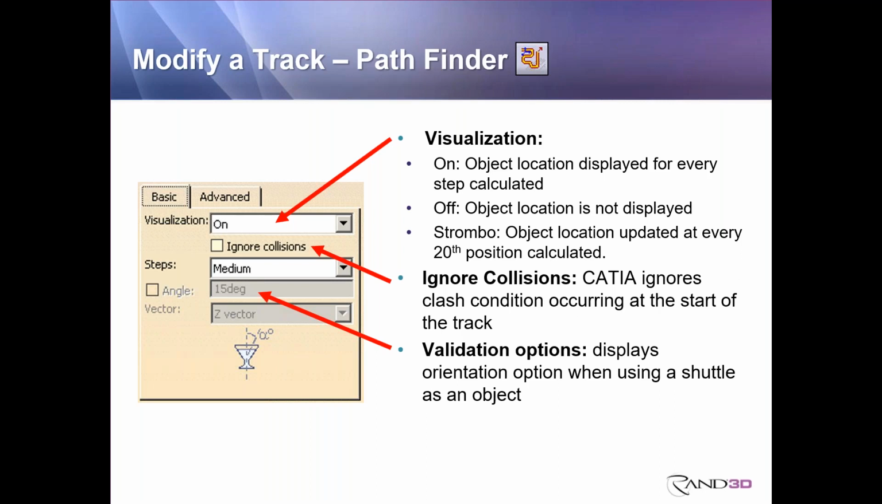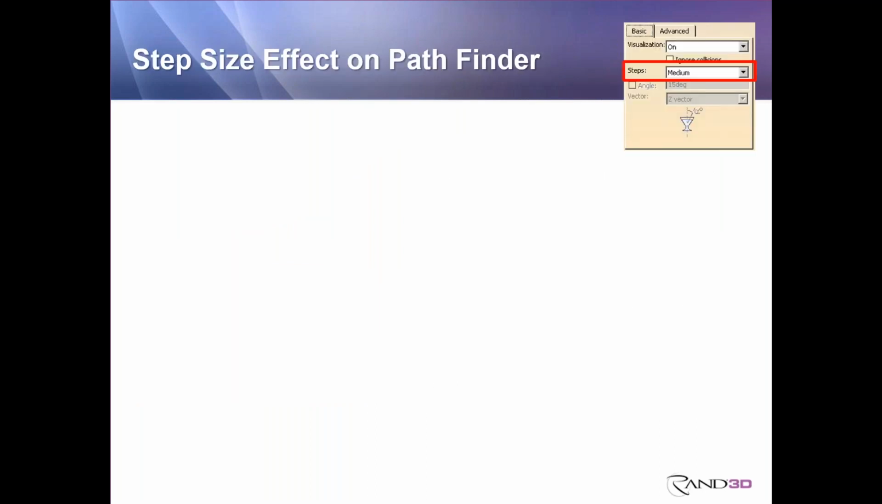So if you have something like that, you might want to consider making your initial track from a shuttle, so that way you can control this vector angle limit. And I'm actually going to show you this when we get into the demonstration. So the last thing I got to show you in this basic tab is the step size. So the step size is what they call the translation size. So that's how much CATIA is kind of moving the object and then taking that data point.